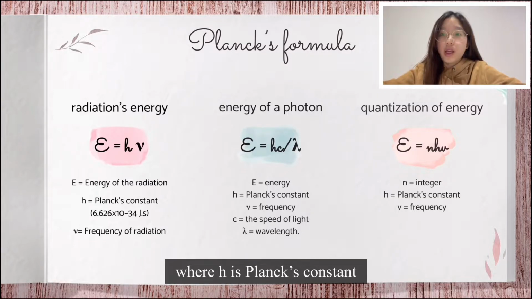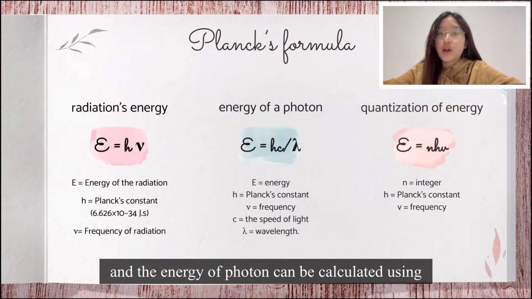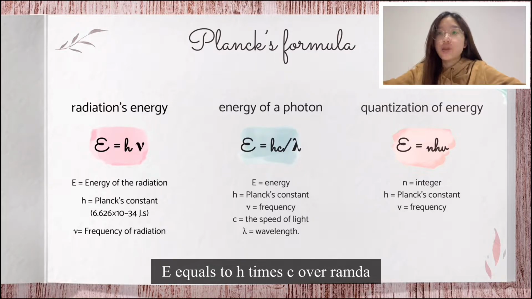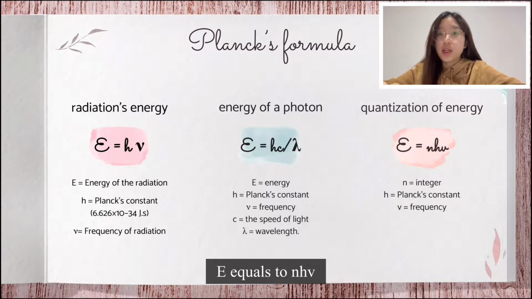According to Planck, radiation energy is expressed in terms of frequency as E equals hv, where h is Planck constant with a value of 6.626 times 10 to the power of negative 34 joule-seconds. And the energy of a photon can be calculated using E equals h times c over lambda. Or the energy of quantization is having the equation E equals nhv.